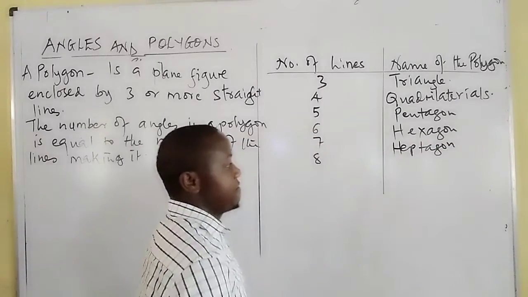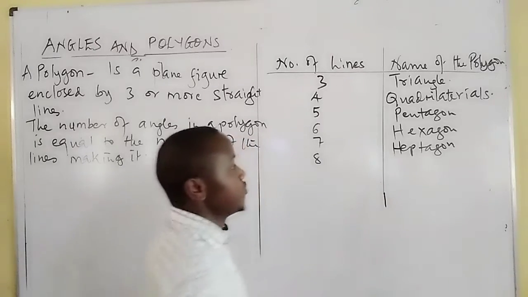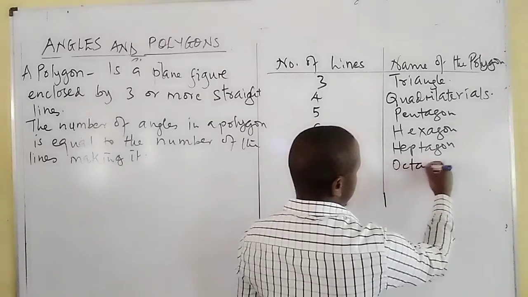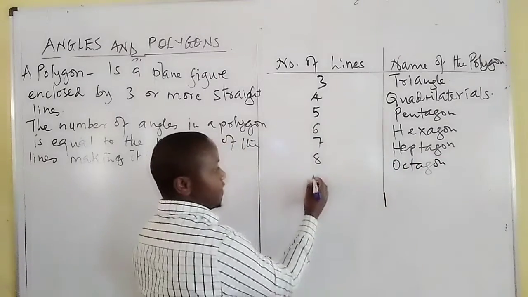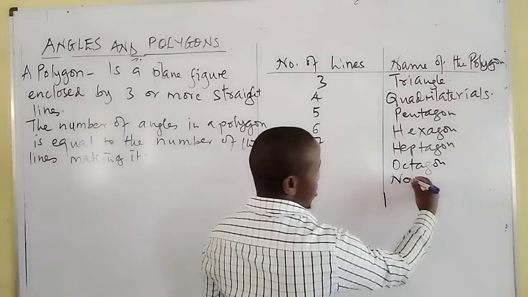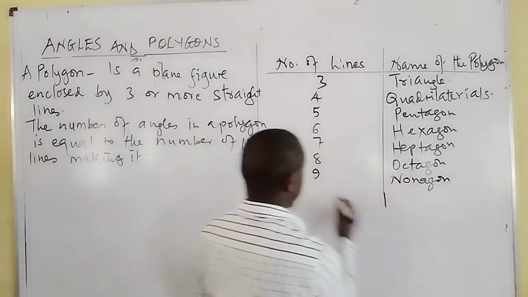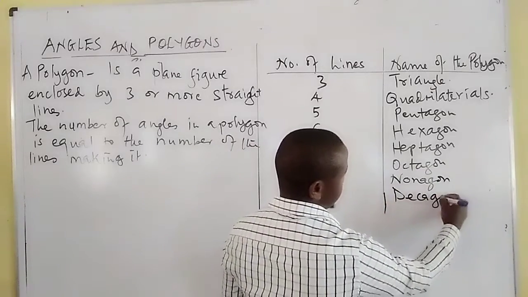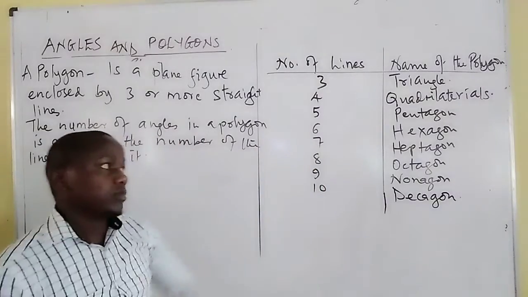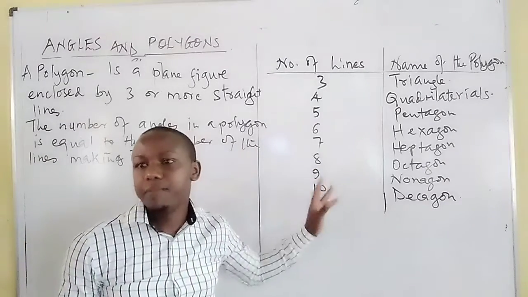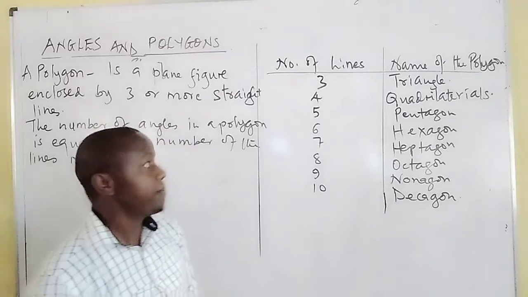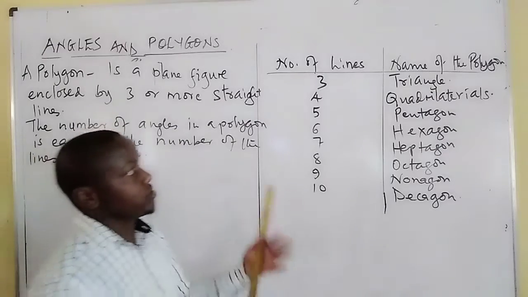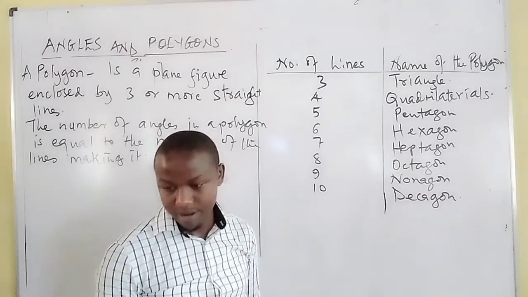An eight-sided figure is called an octagon. Then we have the nine-sided figure called a nonagon. Lastly, the 10-sided figure, the decagon. So we have these names depending on the number of sides or lines making up the polygon.